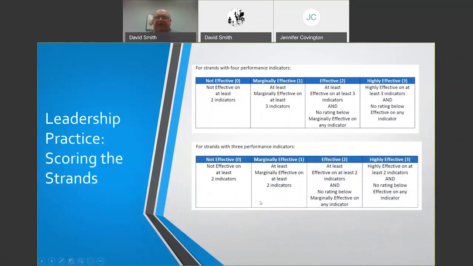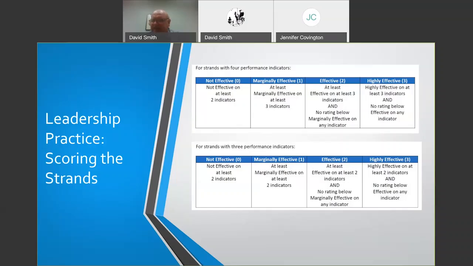So what do we do with that information once we've got it? What we did was we created a way of looking at how to come up with a score for each strand. Some of our strands have 4 performance expectations. Some of them have 3 performance expectations. On the ones that have 4, if a principal is going to be marked highly effective, they have to be highly effective on at least 3 performance expectations.